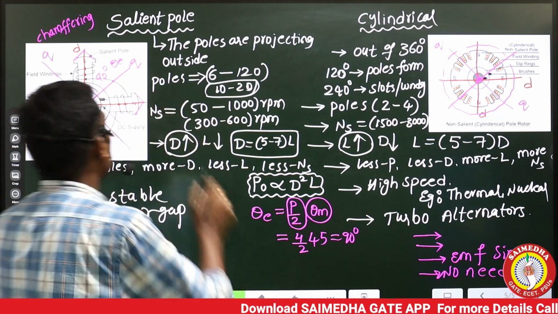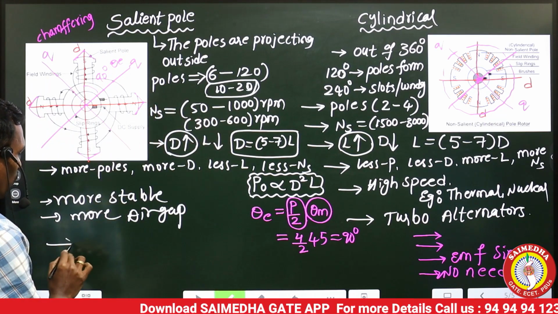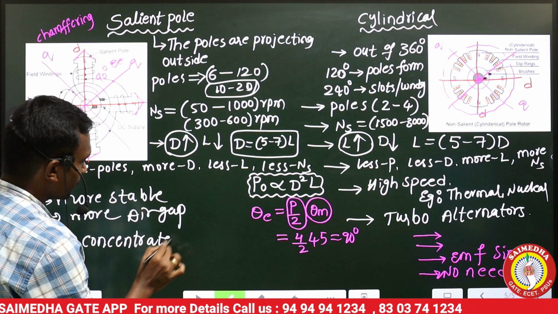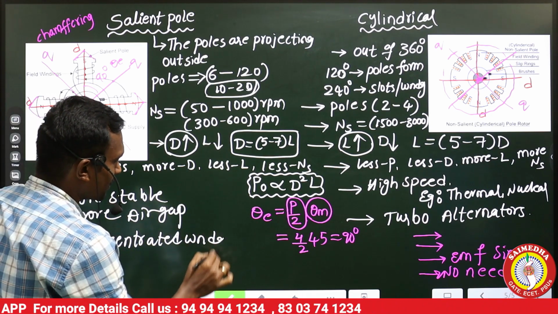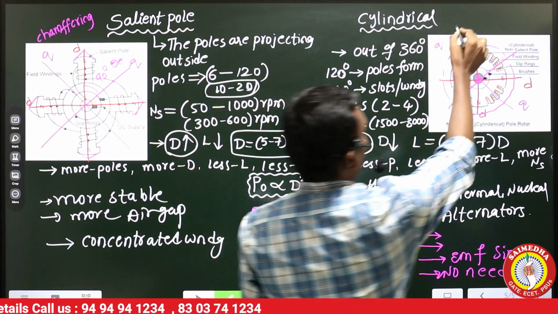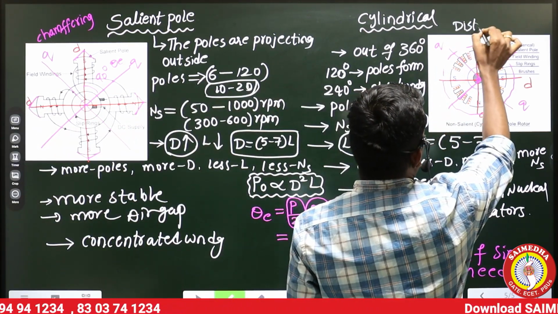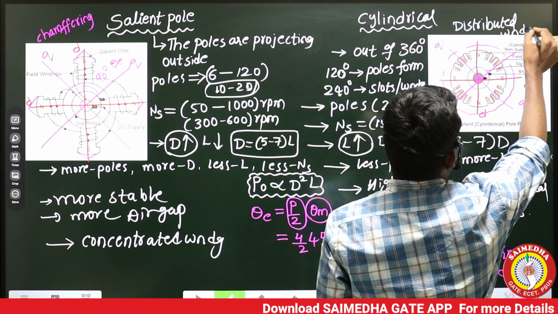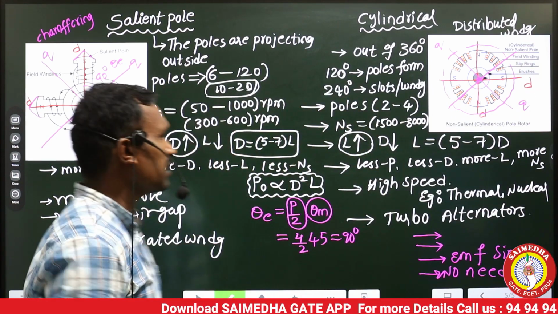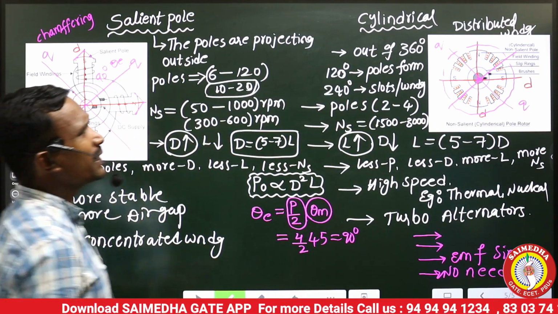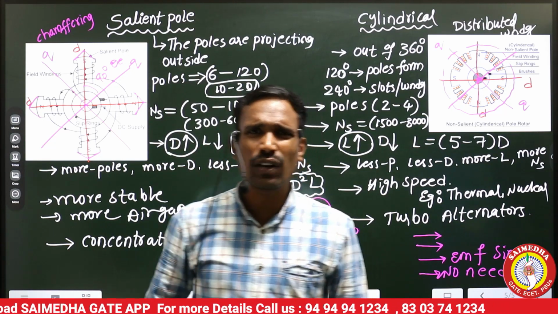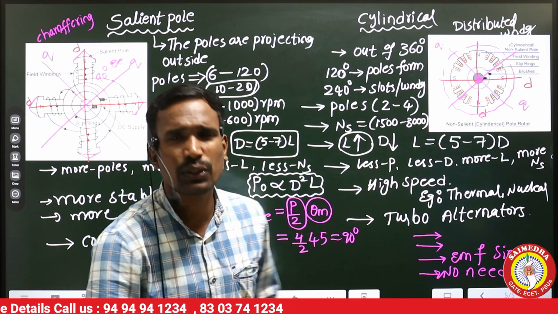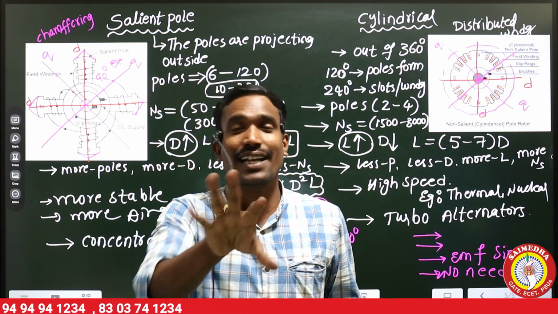So in our salient pole machine, what are we using? Concentrated winding. But in the cylindrical machine, what are we using? Distributed winding. Which type of winding is this? This is a distributed winding. So these are the differences between salient pole and cylindrical. Generally in a transformer, there is no speed, so we can use concentrated winding. No need to distribute the winding. Just try to remember.